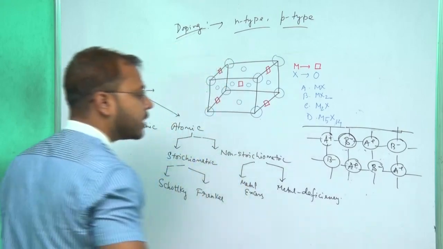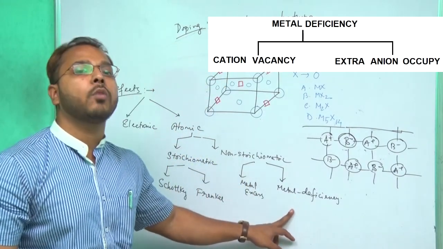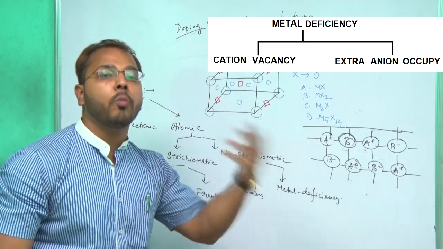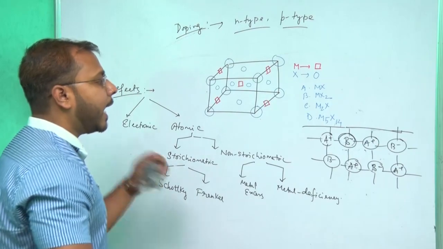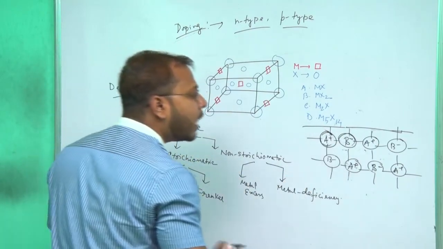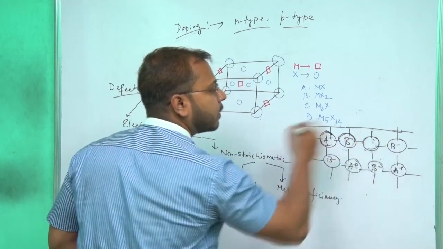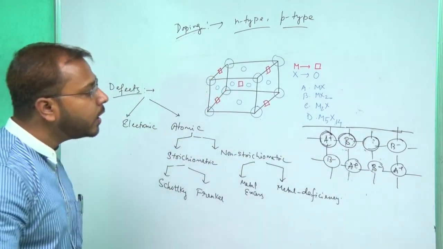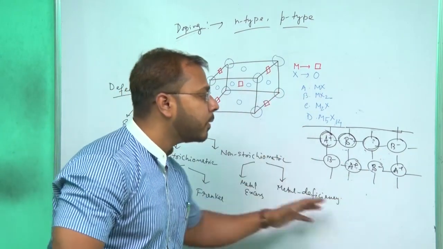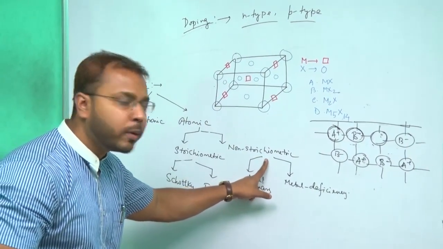So in this case, what is happening? Metal deficiency has sub-classifications. That means cation vacancy and extra anion occupying the interstitial gap. What is happening in the case of cation vacancy? One of the cations may be removed from any position. So here a vacancy has been created. That means the total A plus and B minus are not the same. That is why it is non-stoichiometric.